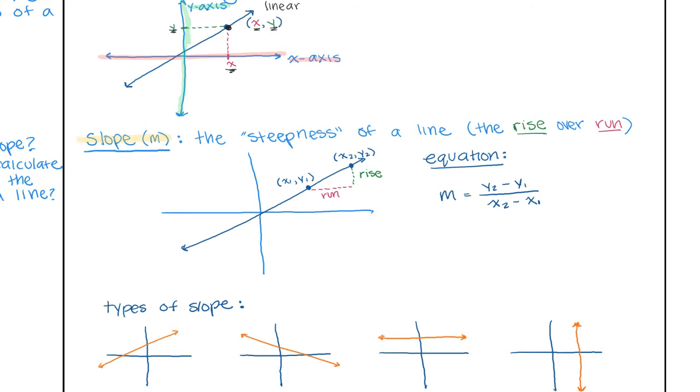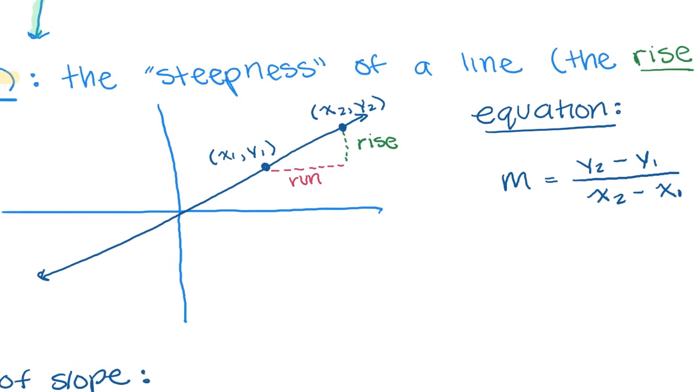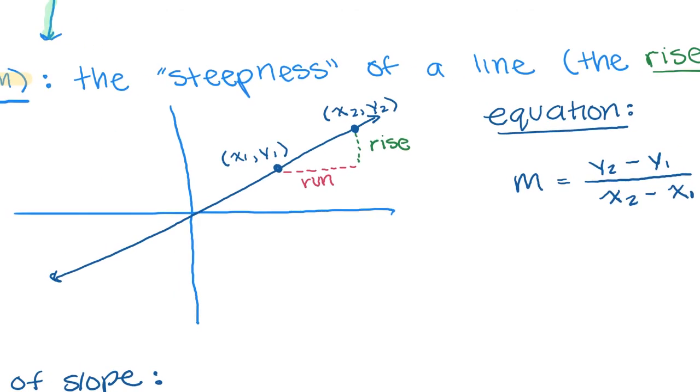So if we zoom in a little bit, you can see that on this graph. So we've got our rise, right? How much is it moving up the y-axis? This is our rise. And we'll highlight that in green, okay? The rise is going up the y-axis, and then we've got the run. How much is it moving across the x-axis?